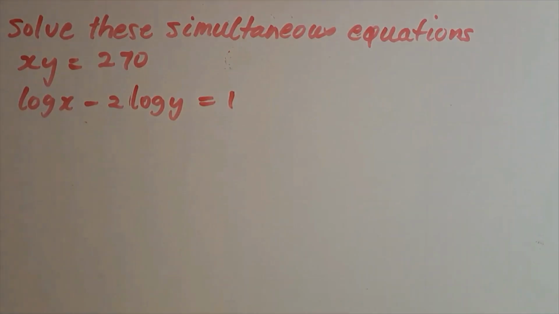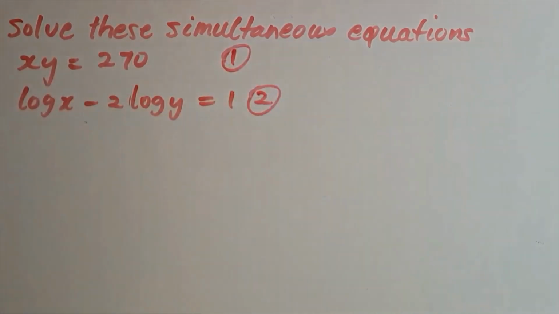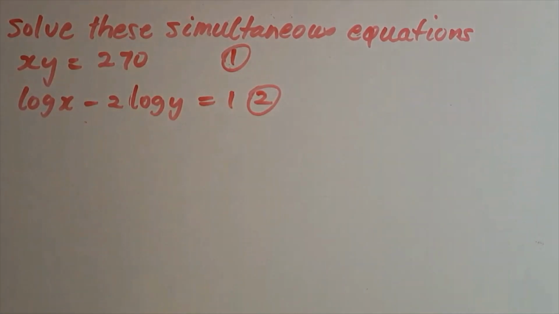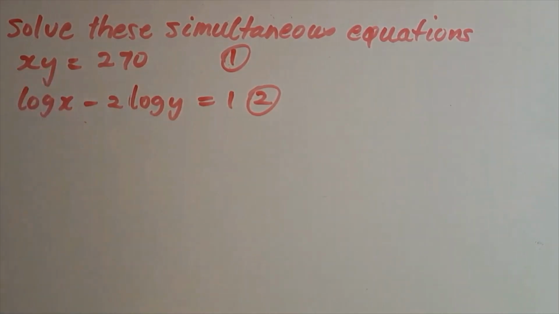Hi there, we need to solve these simultaneous equations. We'll call this equation 1 and this equation 2. We'll try and rearrange equation 2 because there's nothing we can actually do here with x times y equal to 270. If we divide both sides by y, we won't make any progress, nor if we divide both sides by x.